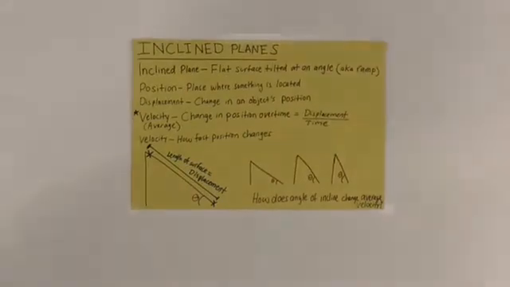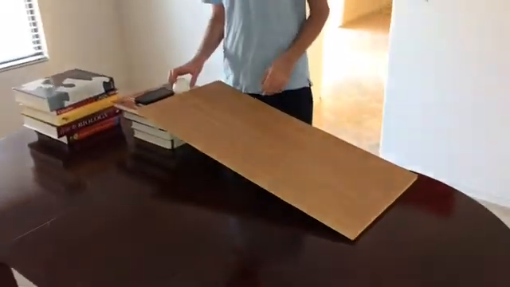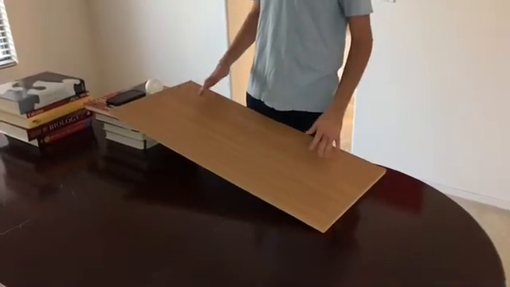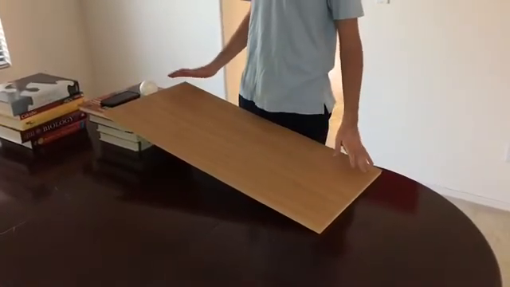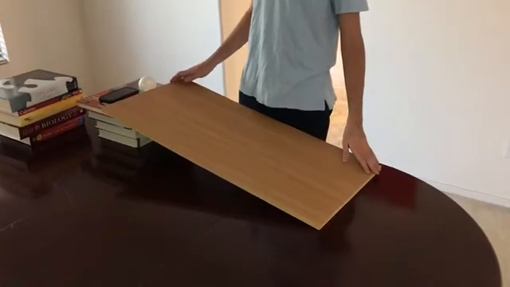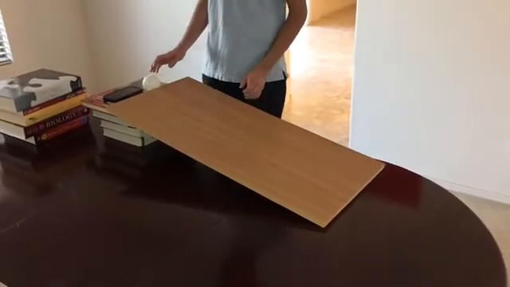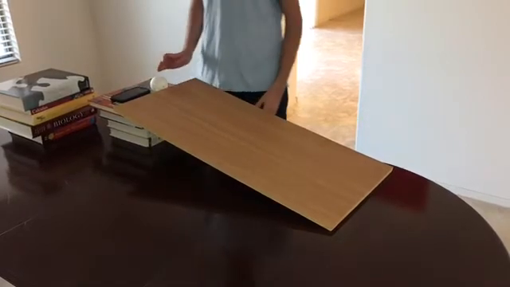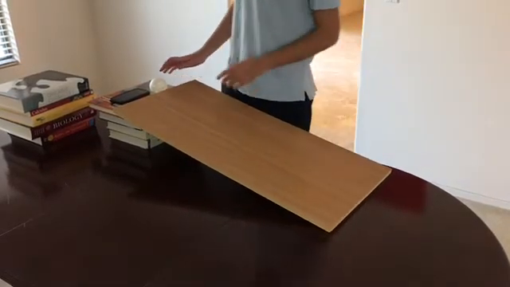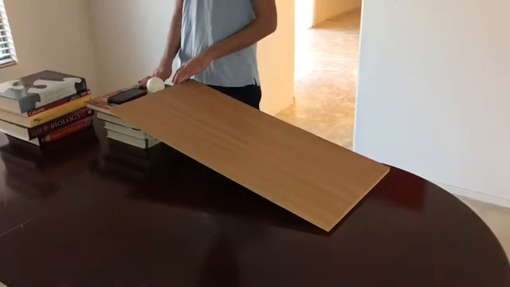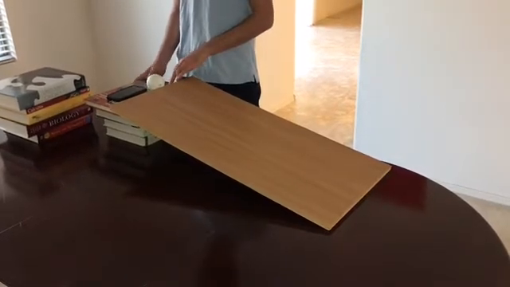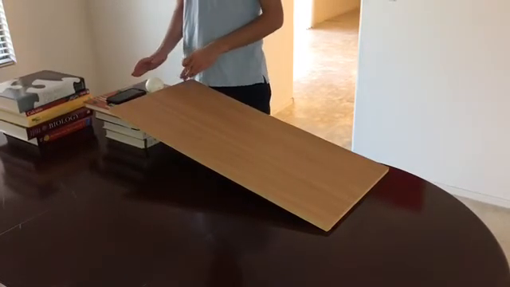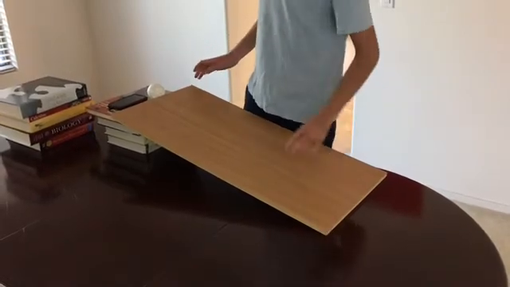Right here, I have the setup for it. I have a board right here. You can use cardboard, any type of board, any kind of flat surface will work. And I have it rested along a pile of books. If you want to change the angle to the horizontal, you're just going to change the height of the book stack. A higher stack of books will mean a greater angle to the horizontal.